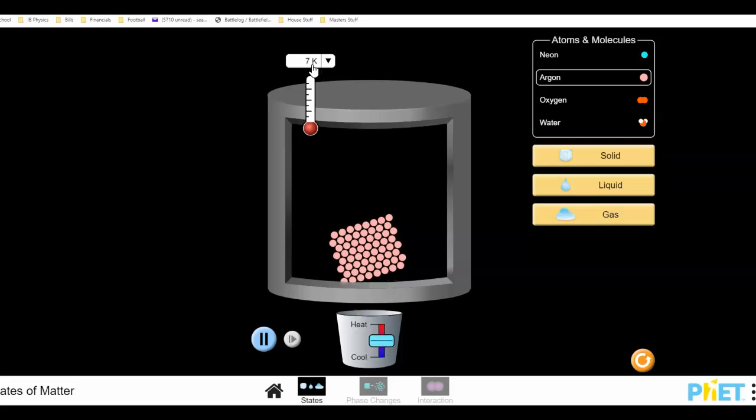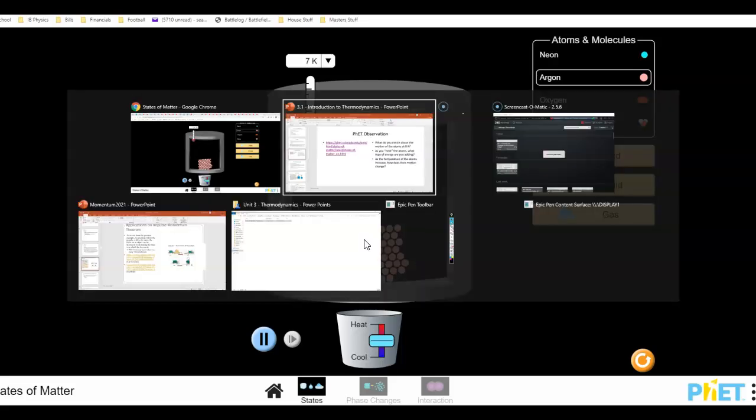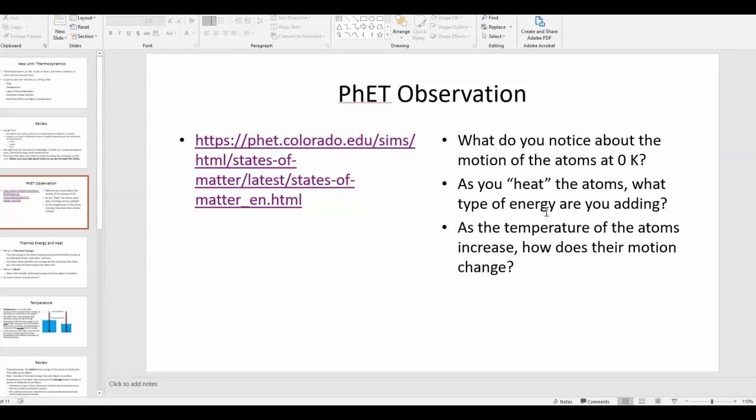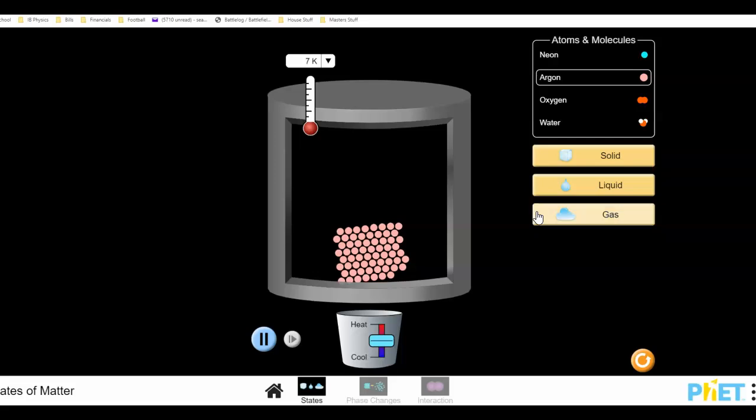Now, as I increase the temperature, notice that now I'm at 7 Kelvin, so slightly warmer. Notice that the atoms are vibrating in place. This blob of atoms is kind of moving up and down. Ignore that. Look at the individual motion of the atoms. They're shaking. Now the second question said, as you heat the atoms, what type of energy are you adding?